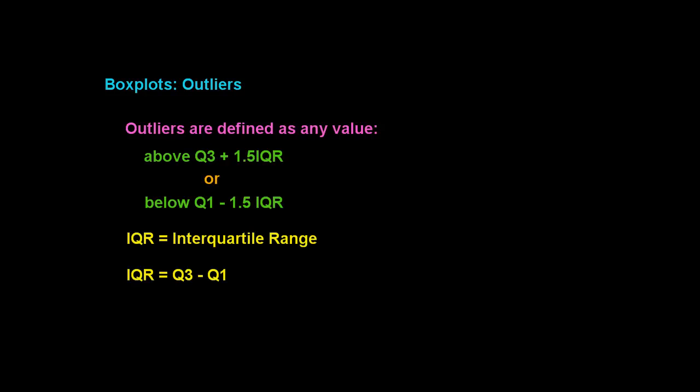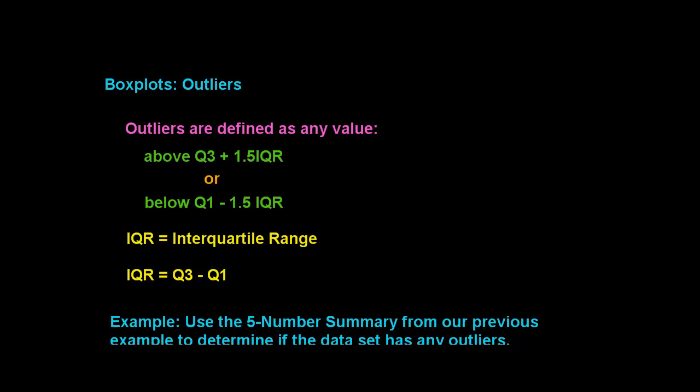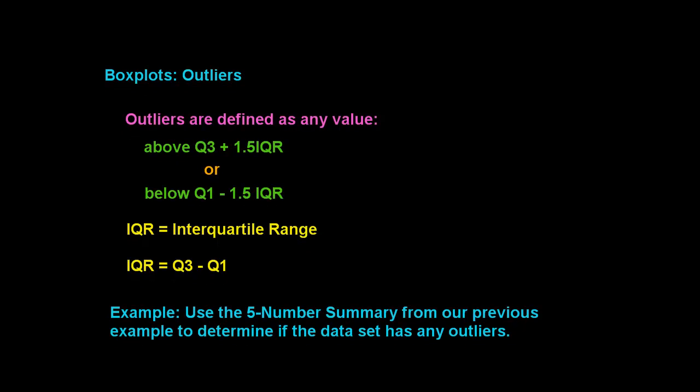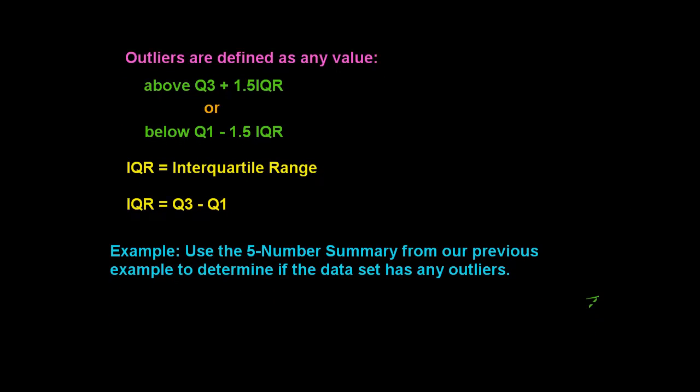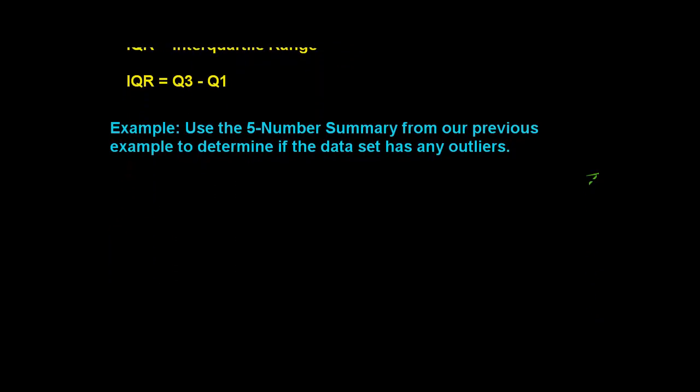IQR is the interquartile range, and it's calculated by taking Q3 and subtracting from that Q1, the difference of Q3 and Q1, which, if you think about it, is exactly the length of the box, the rectangle that we've drawn. Q3, which is at the top end, minus Q1 would give us that length of the rectangle. So let's look at an example of how we would determine whether or not we have outliers in our data. And we'll just use that same data set that we've been using.